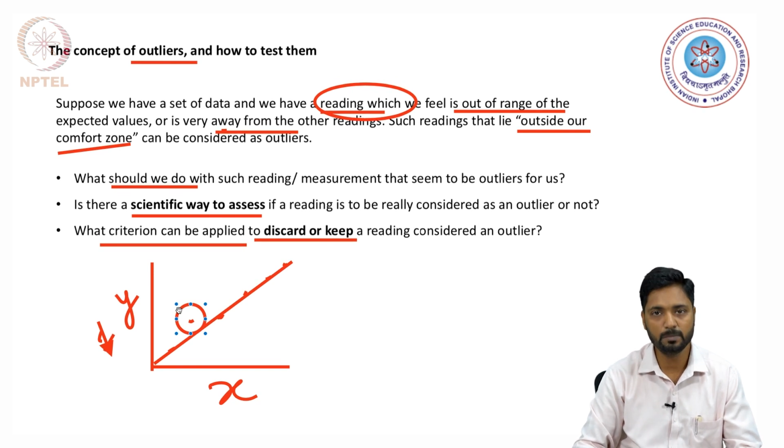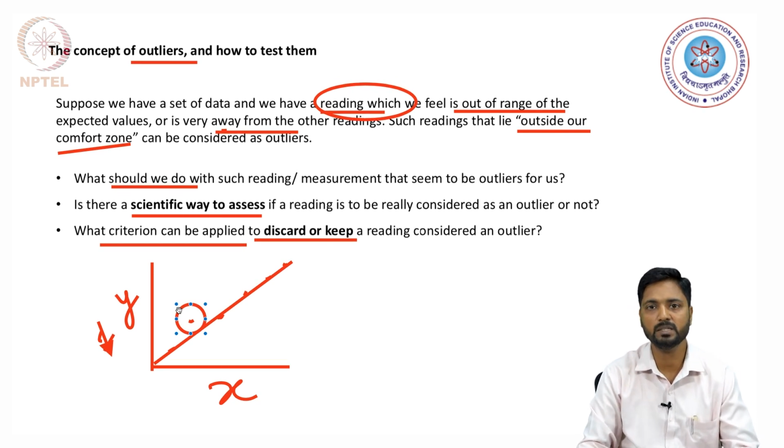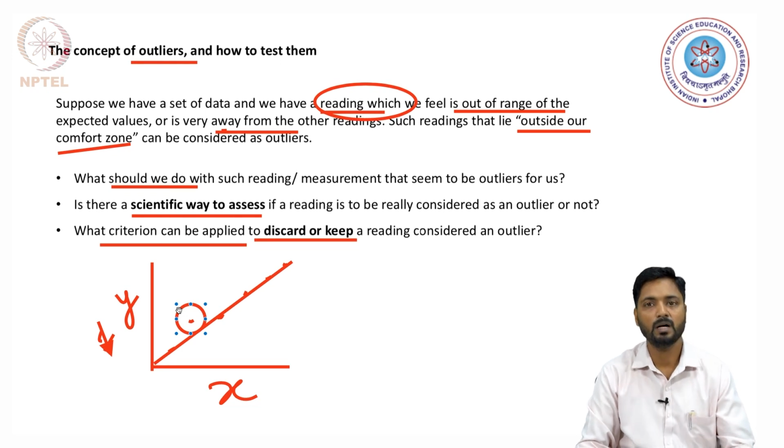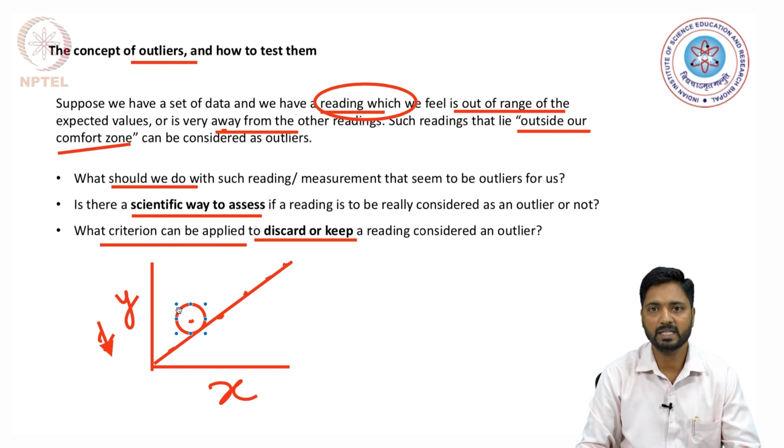Now, should we be keeping this data or should we be reporting this data or not is the question that we are dealing with. It has to be remembered that it is considered scientifically incorrect, and in certain cases unethical, to delete or to not report outliers unless we test them properly and are sure that they are indeed outliers.